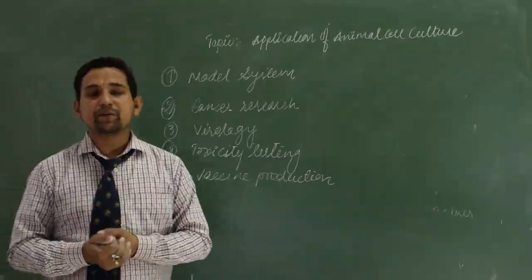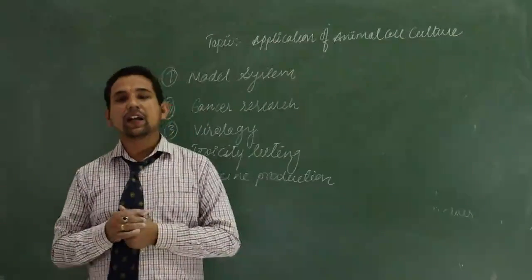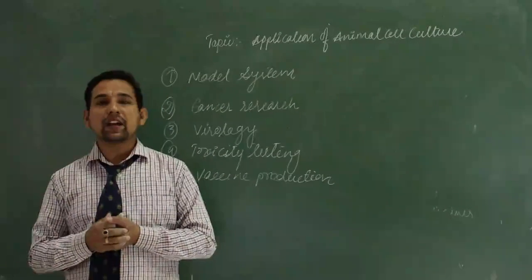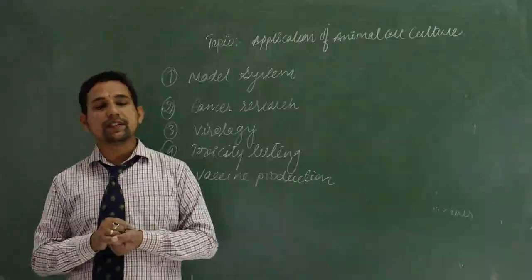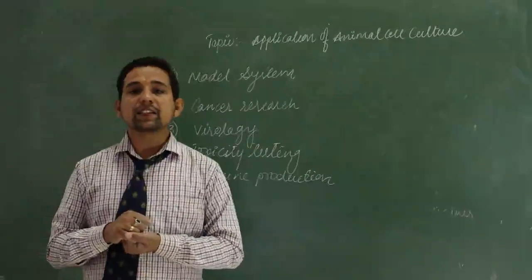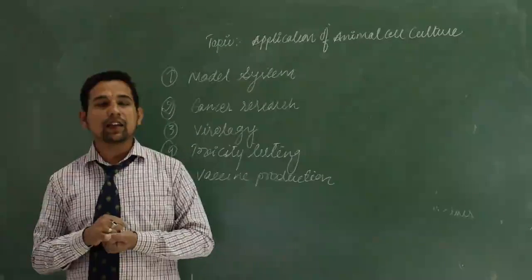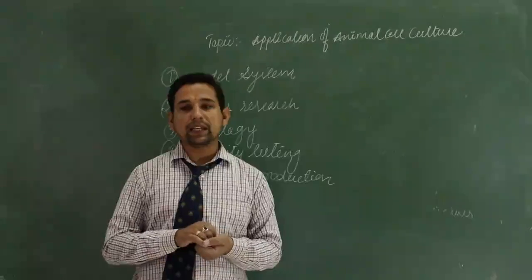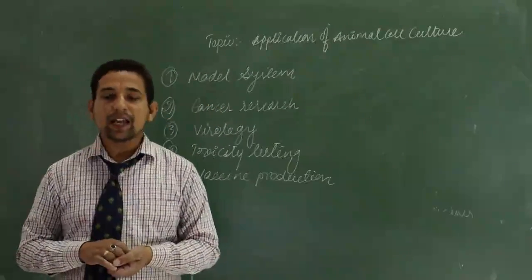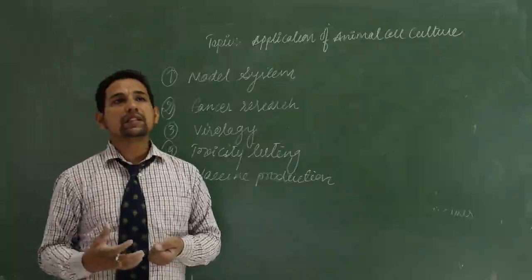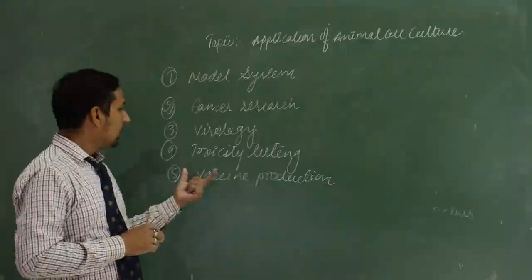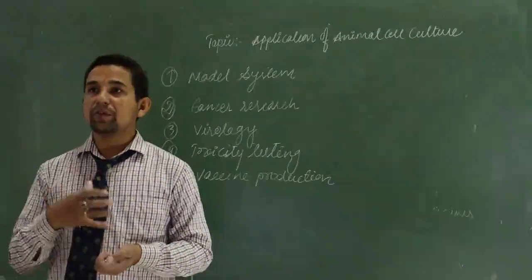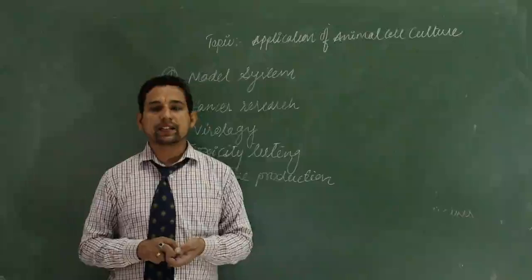So, vaccine production. Cultured animal cells are used in the production of viruses, and these viruses are used to produce vaccines. For example, vaccines for deadly diseases like polio, rabies, chickenpox, measles and hepatitis B are produced by using animal cell culture. So animal cell cultures are also used in the production of vaccines for deadly diseases like polio, rabies, chickenpox, measles, etc. Right?